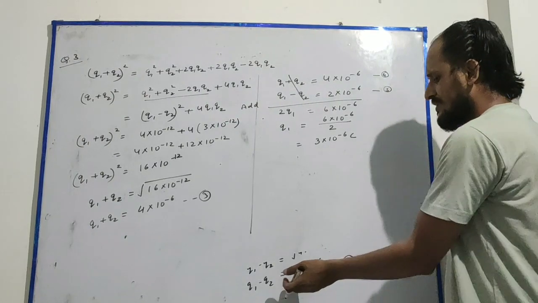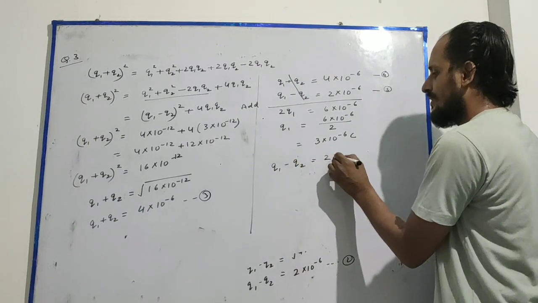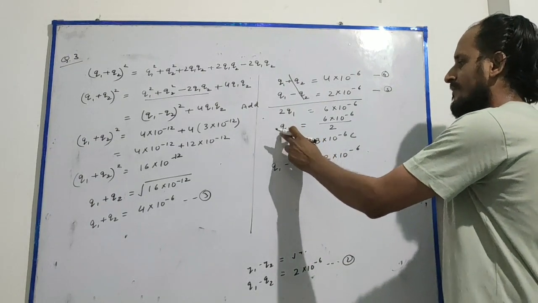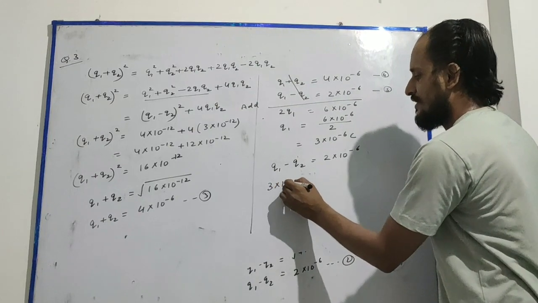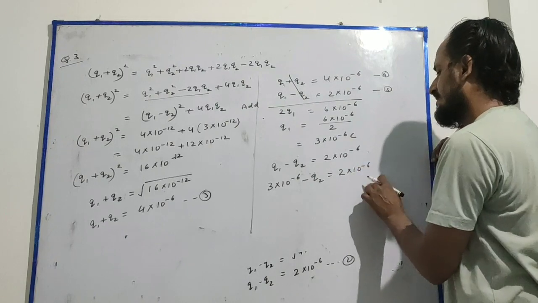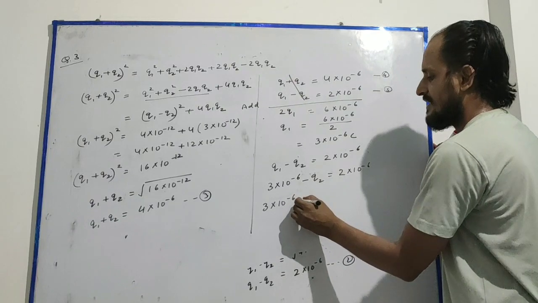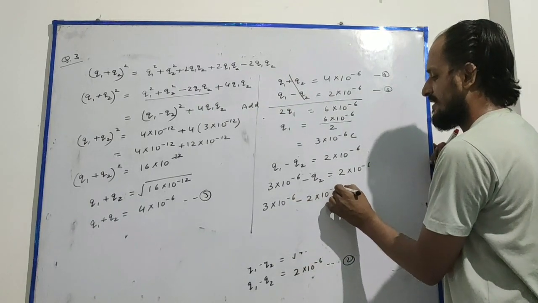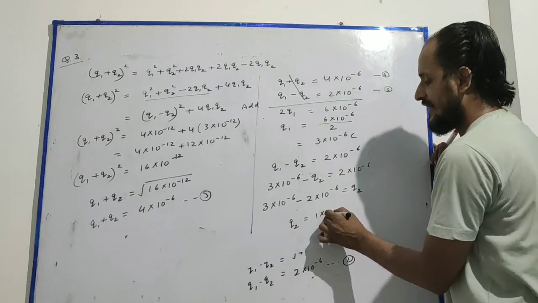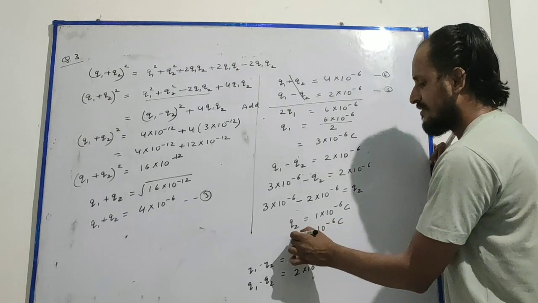Any relation you can use. Take q1 minus q2 is equal to 2 into 10 raised to the power minus 6. So put the value of q1. q1 is 3 into 10 raised to the power minus 6 minus q2 is equal to 2 into 10 raised to the power minus 6. Just transfer this value to the other side. 3 into 10 raised to the power minus 6 minus 2 into 10 raised to the power minus 6 is equal to q2, or you can write q2 is equal to 1 into 10 raised to the power minus 6 coulomb, or simply 10 raised to the power minus 6 coulomb.